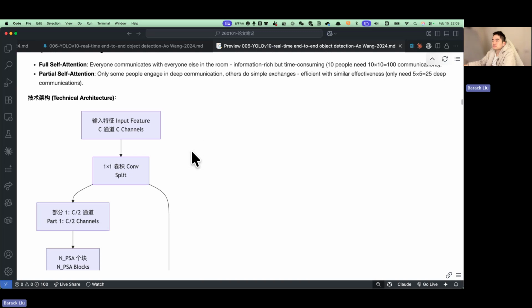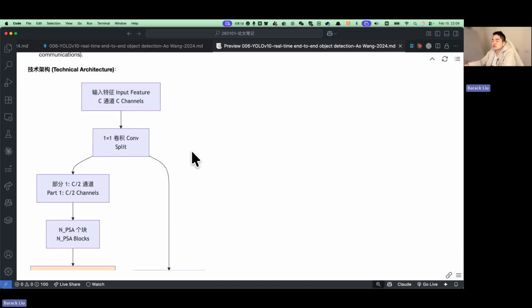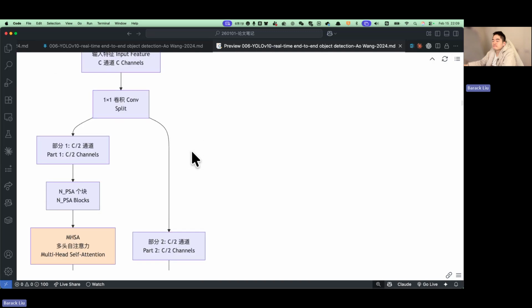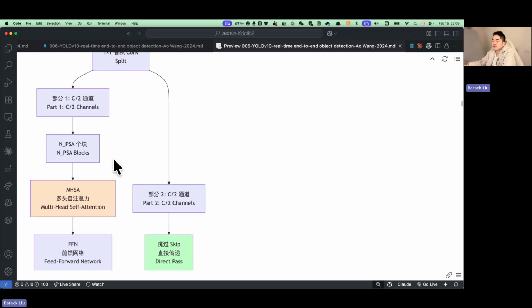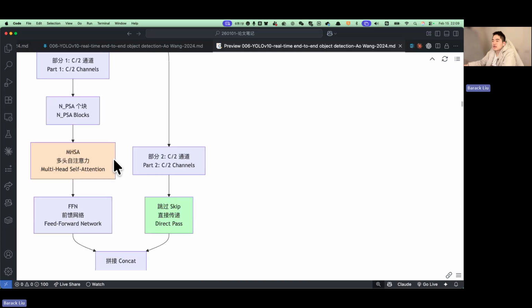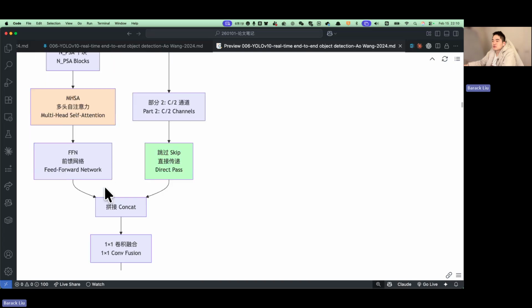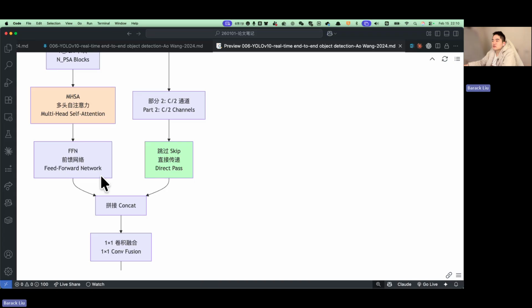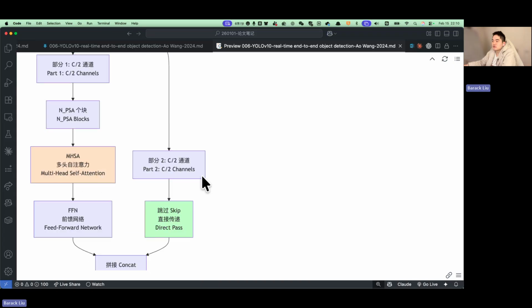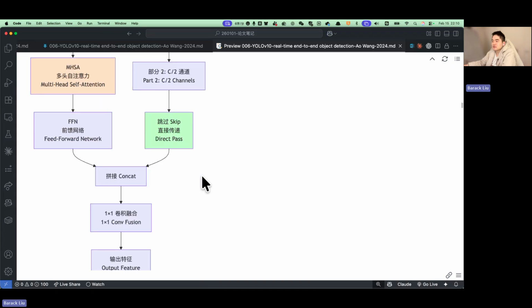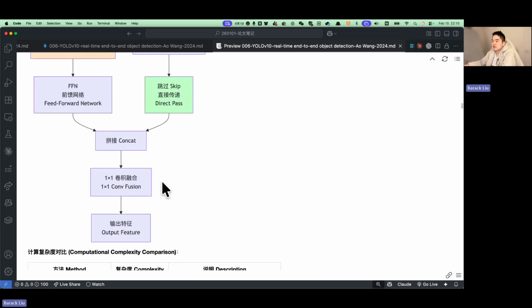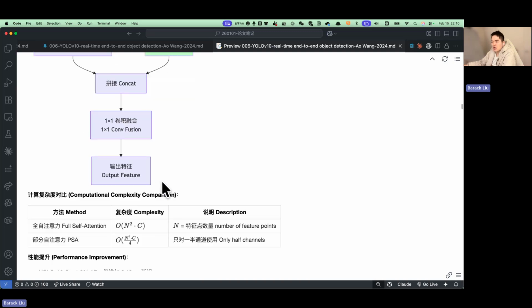Input feature, do convolution. Part 1 is C2 channel, blocks multi-head self-attention, feed-forward network. Part 2 is C2 channel, direct pass, concat, and do convolution fusion, output feature.